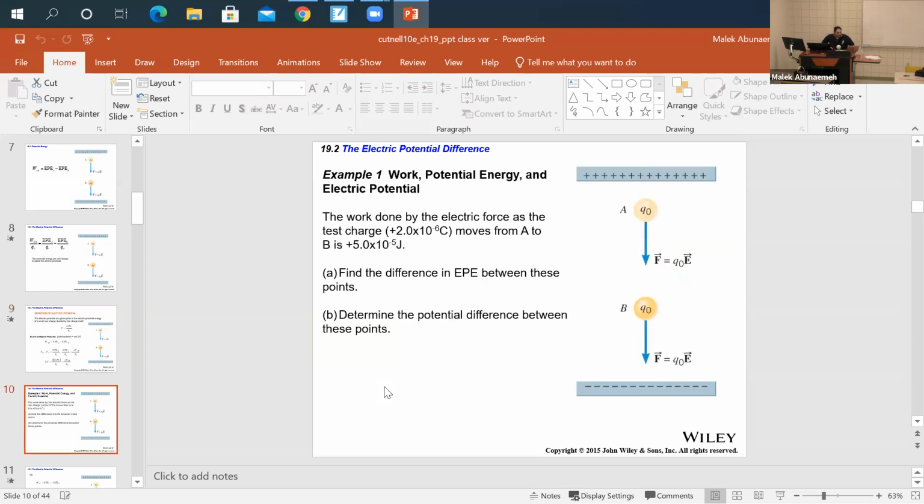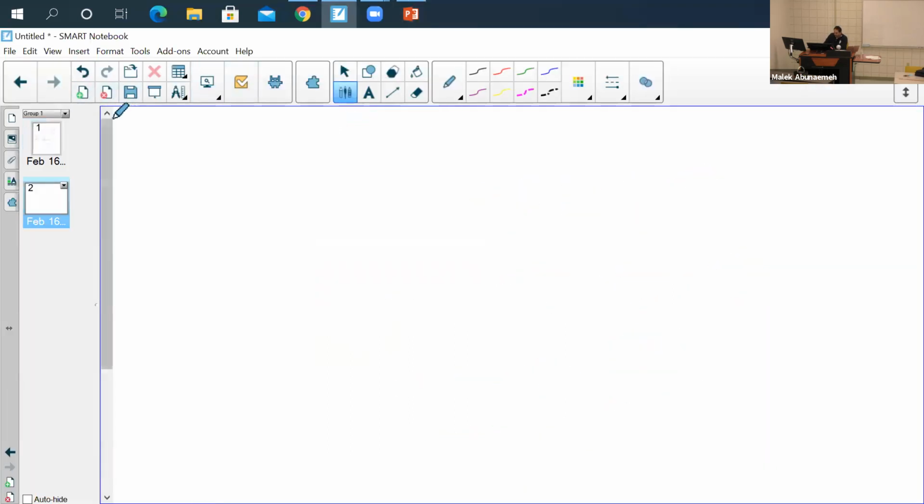So let's say we have a question. The work done by electric force on a test charge of 2 times 10 to the negative 6 moved from A to B is 5 times 10 to the negative 5 joules. Find the electric potential energy difference between these 2 points and determine the potential difference between these 2 points. So this is example 1.